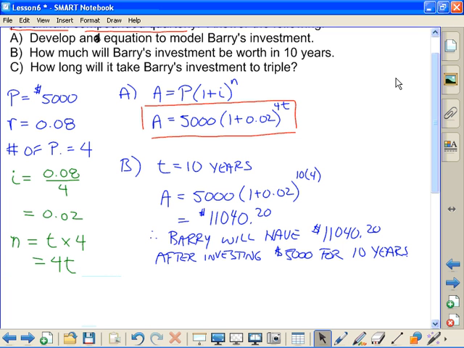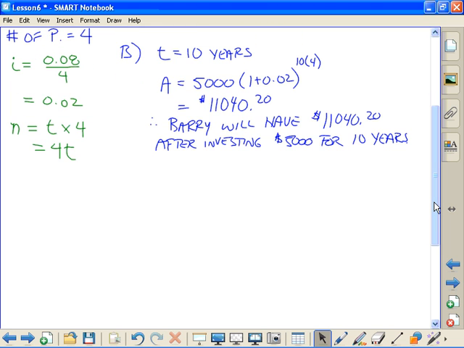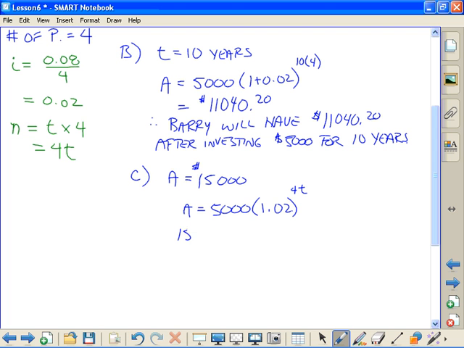Okay, finishing off part C to this question. How long will it take for Barry's investment to triple? So the investment has to triple, so we know that the end amount is going to be 15,000. All right, so we know from our base equation that this is what we're looking for: 15,000 equals 5,000 bracket 1.02 to the exponent 4t.